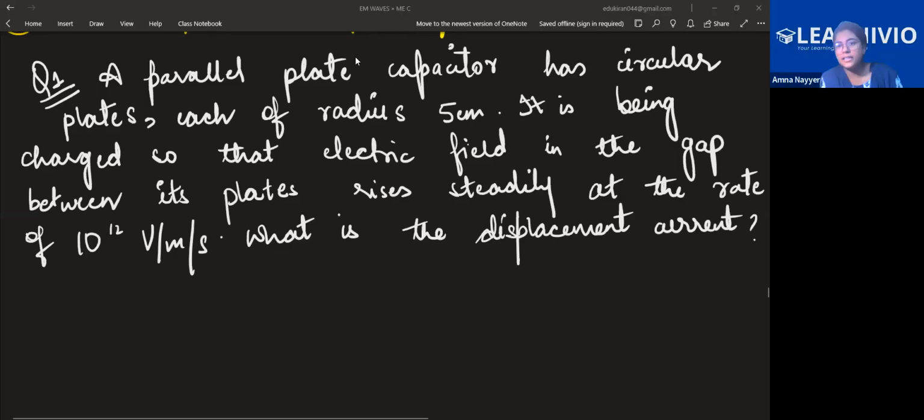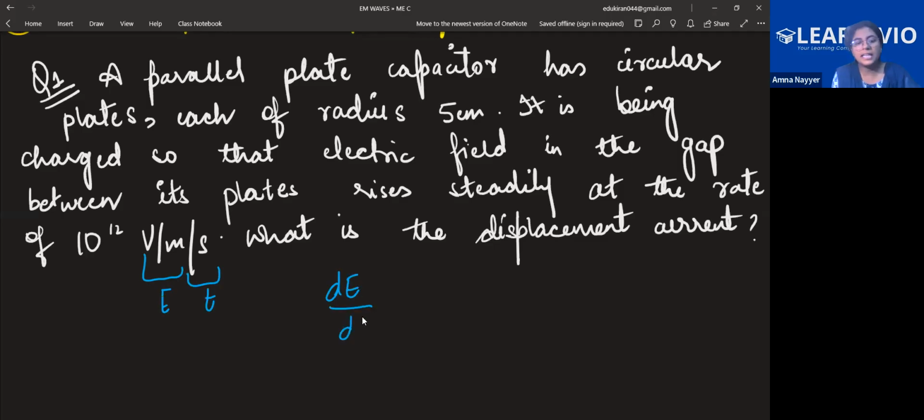Okay, class, let us discuss this question. It says that a parallel plate capacitor has circular plates, each of radius 5 centimeters. It is being charged so that the electric field in the gap between the plates rises steadily at a rate of, see, when this is given, electric field rises at a rate of, means that whenever the term rate is mentioned, I have told you, this is always with respect to time. So rate of change of electric field means electric field per unit time. See, this volt per meter is already a unit of electric field. Per second, this is a unit of time.